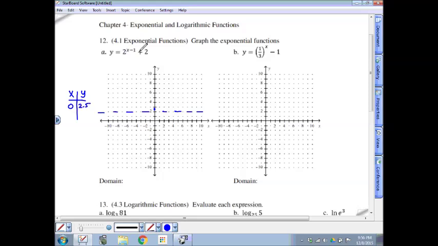And then at this point, since the domain of any exponential function is all real numbers, you can choose any x values you want, but I'm going to keep it simple and choose some smaller values. In this case, x equals 1. If x equals 1, 1 minus 1 is 0, 2 to the 0 power is 1, 1 plus 2 is 3, so the point (1, 3) is on the graph. I'm going to choose one more here. If x equals 2, 2 minus 1 is 1, 2 to the first power is 2, and 2 plus 2 is 4.